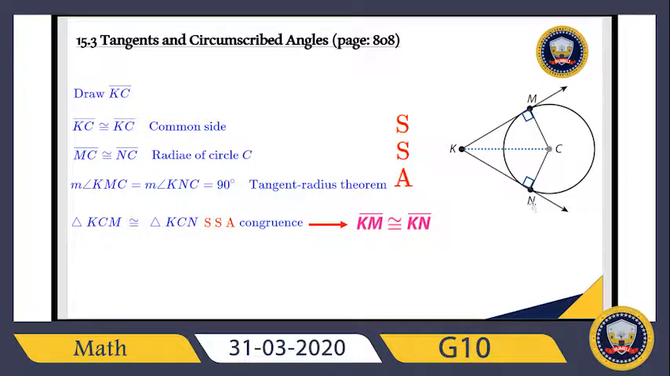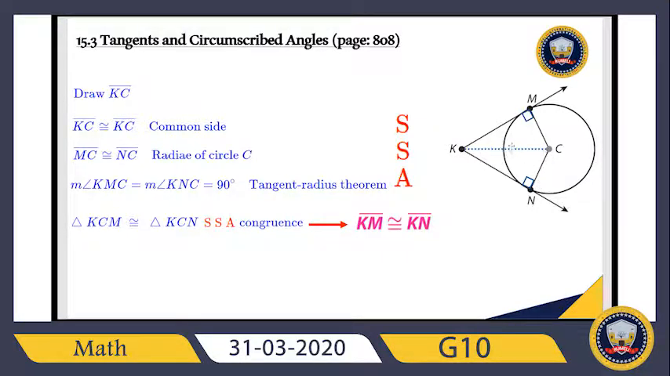Why? Because MC and NC both are radii of my circle. Radii is the plural for the word radius. Okay? So MC is congruent with CN. That's the second side. Now, we have from the tangent radius theorem that the angle M here is a right angle. Also, the angle N is a right angle. Why? Because KM is a tangent to my circle at the point M. So, KM is perpendicular to MC, and KN is perpendicular to NC.